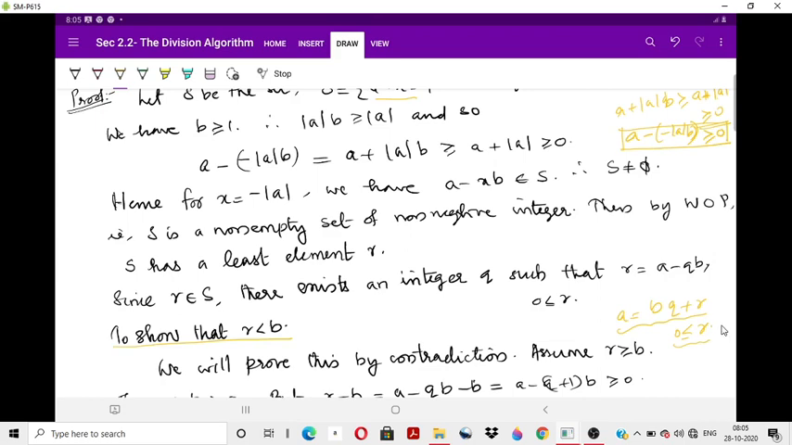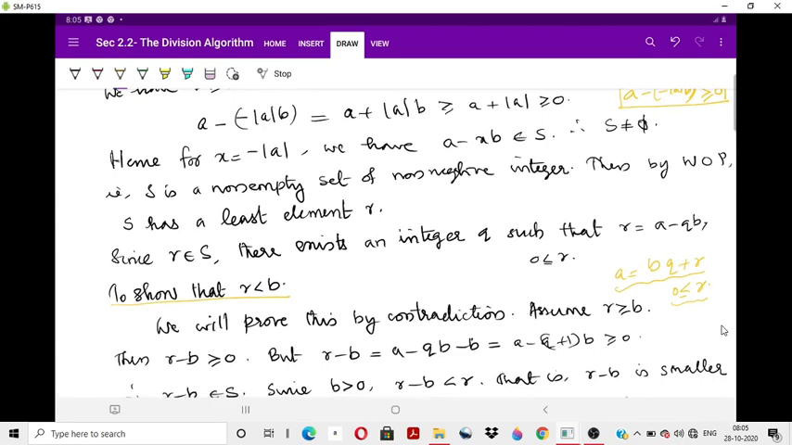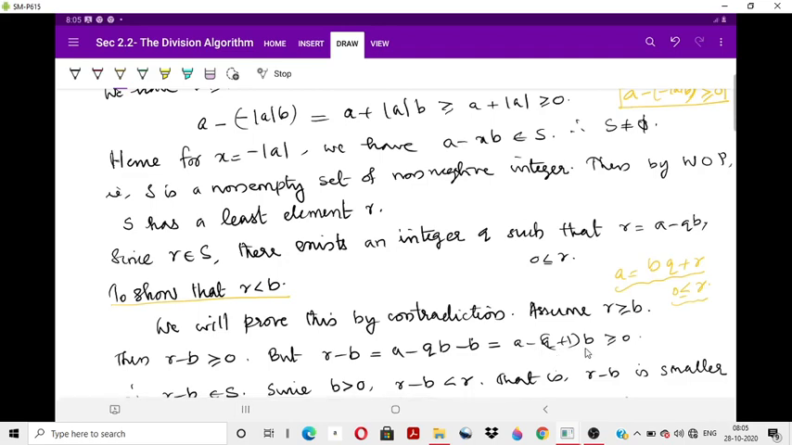For that we will prove this by contradiction. For proving R less than B, we assume on the contrary that R is greater than or equal to B. So when R is greater than or equal to B, R minus B will be greater than or equal to 0. Now we have taken R as A minus QB, so R minus B will be A minus QB minus B. That is A minus (Q plus 1) into B, which is greater than or equal to 0, since R minus B is greater than or equal to 0.